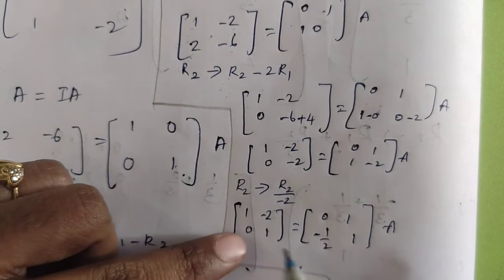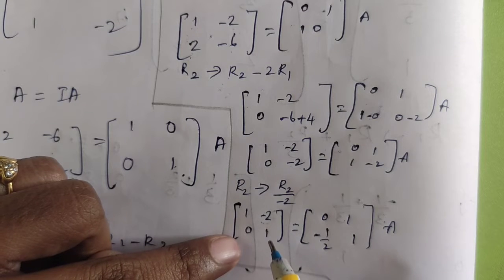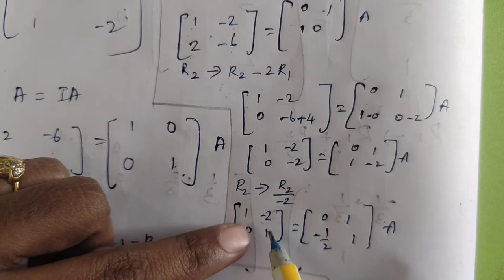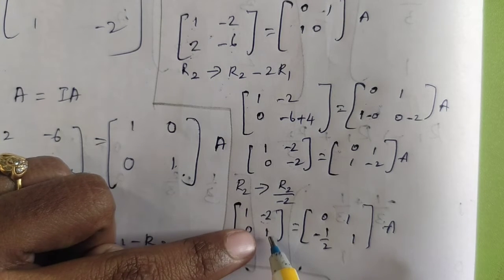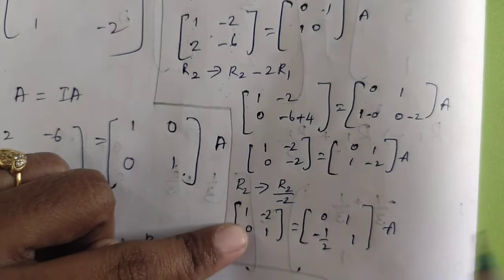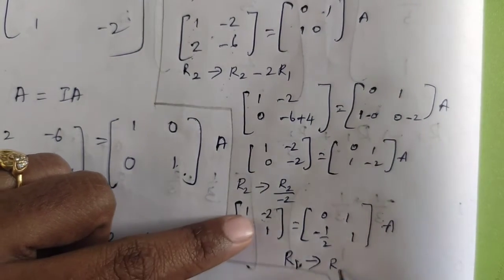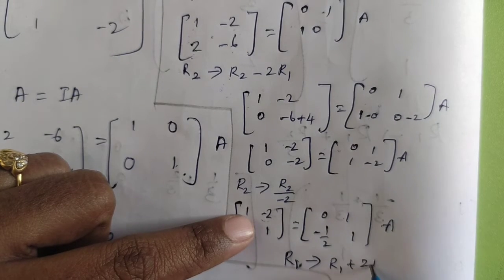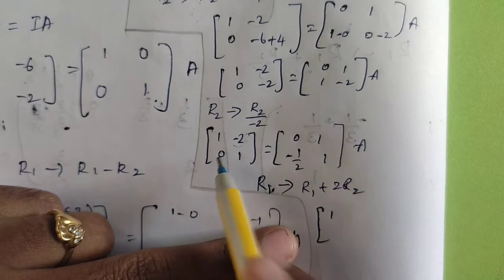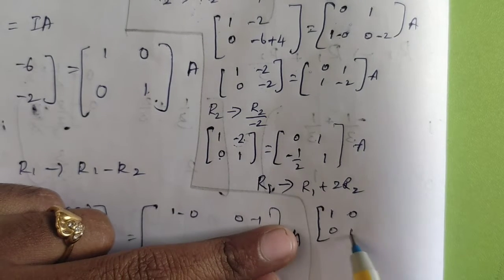The next step is to make this element 0 with the help of R2. How will you make this element 0? Minus 2 plus 2 will become 0. So I am going to multiply this R2 by 2. So R1 tends to R1 plus 2 into R2. 1 plus 2 into 0, 1, minus 2 plus 2 will become 0, 0, 1.